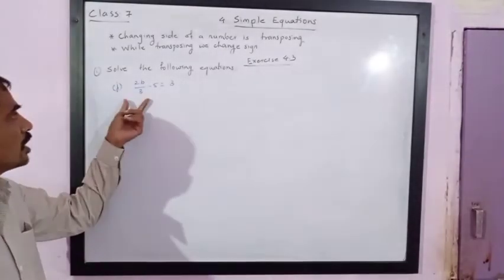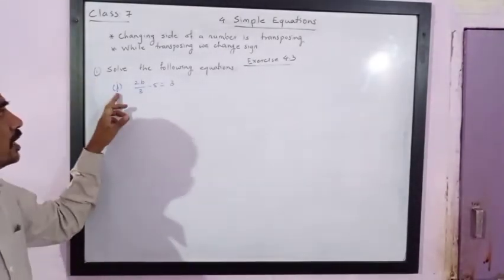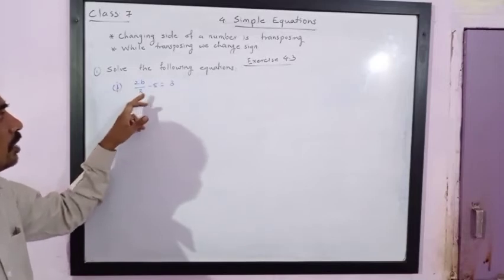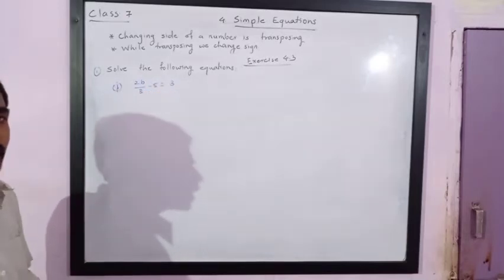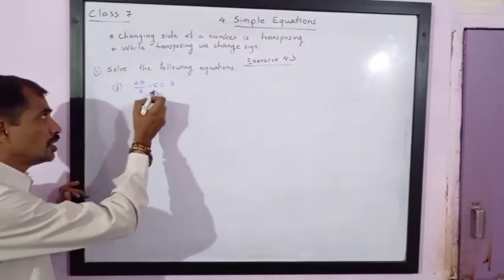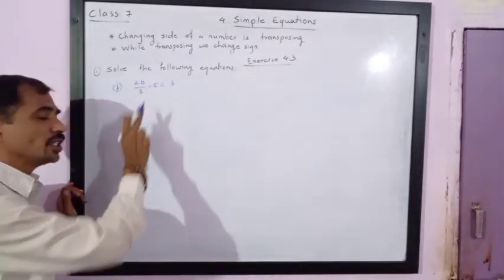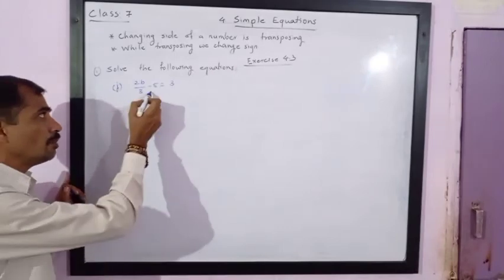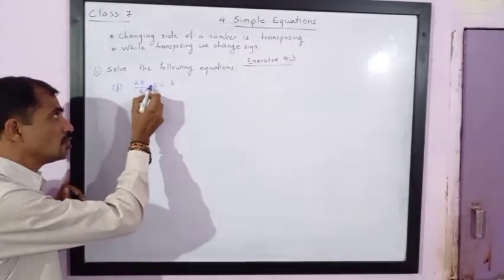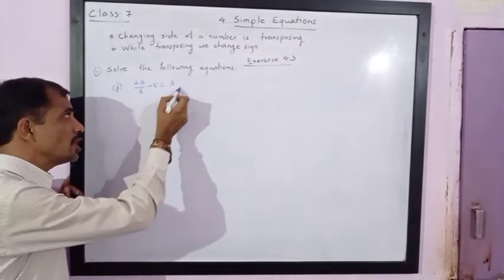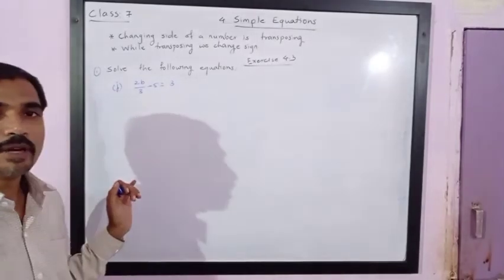Dear friends, we have the last question from the first question, and it is part J. 2b upon 3 minus 5 is equal to 3. Now, please note, the second term does not contain the variable. So we need to eliminate that term first, which does not contain the variable. Please note, here it is negative 5. When we transpose negative 5 to the RHS, it will become positive 5.